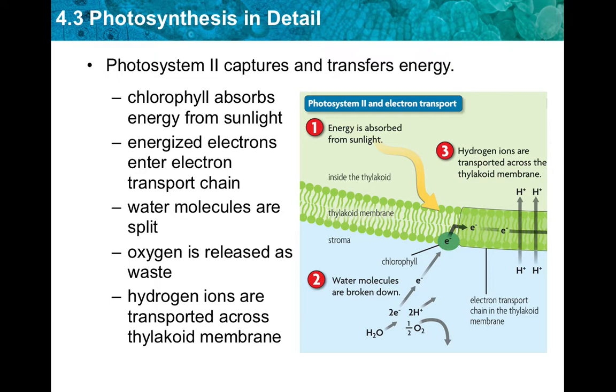Then we have hydrogen ions transported. So electrons move from protein to protein in the electron transport chain. Their energy is used to pump hydrogen ions from the outside to the inside of the membrane against a concentration gradient. The hydrogen ions build up inside the thylakoid, and electrons move to PS1, or photosystem 1.